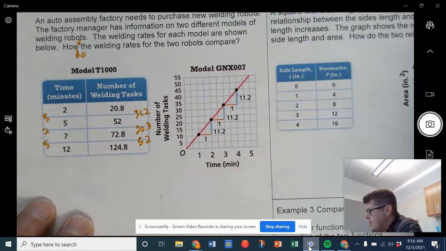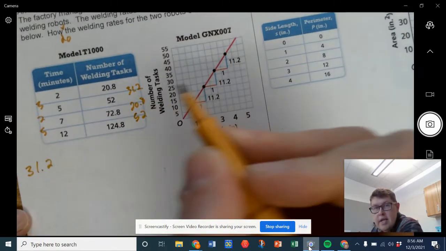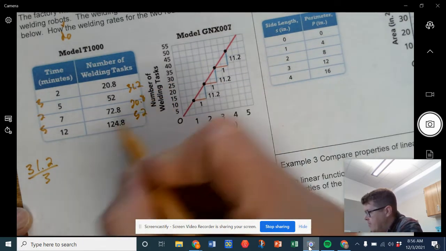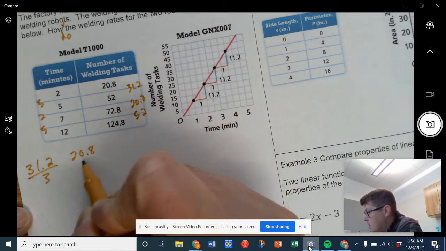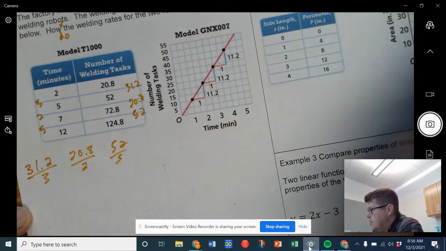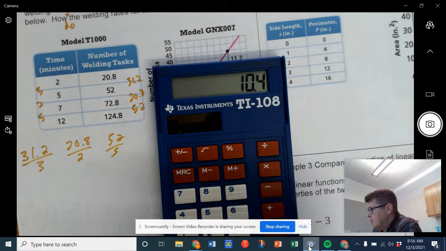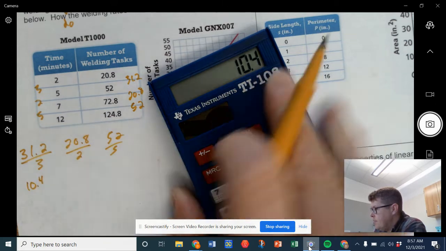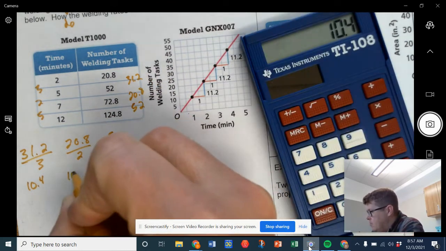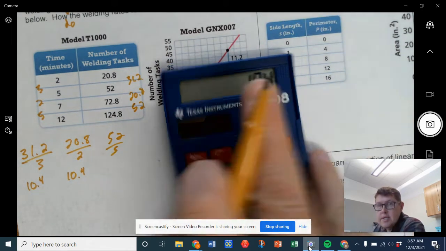So when you have a situation like that, you've got to double check, right? How we double check is we take each Y value or each output and we divide by our input. This will give us our slope basically. And 52 divided by 5. Then we'll just use our calculator to double check this, right? 31.2 divided by 3 gets us to 10.4. 20.8 divided by 2 gets us to 10.4. Oh, look at that. And then 52, hopefully you can see where this is going, gets us 10.4 as well.